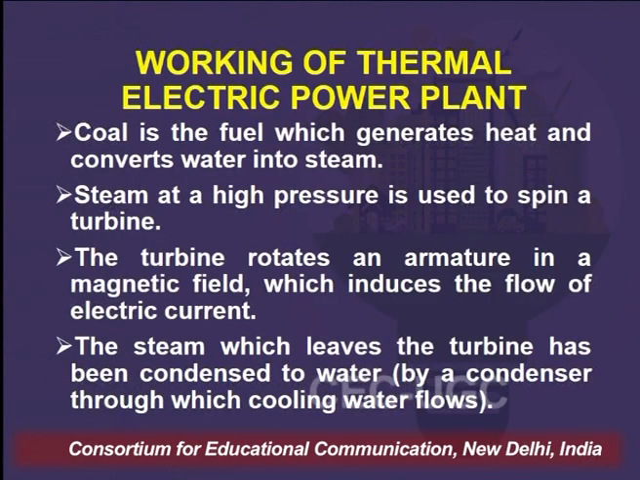So, coming to the working of the thermal electric power plant. Coal is a fuel which generates heat and converts water into steam. Steam at a high pressure is used to spin a turbine. The turbine then rotates an armature in the magnetic field, which induces the flow of electric current. The steam which leaves the turbine is condensed to water by a condenser, through which cooling water flows. These are the stepwise procedures of the production of electricity.